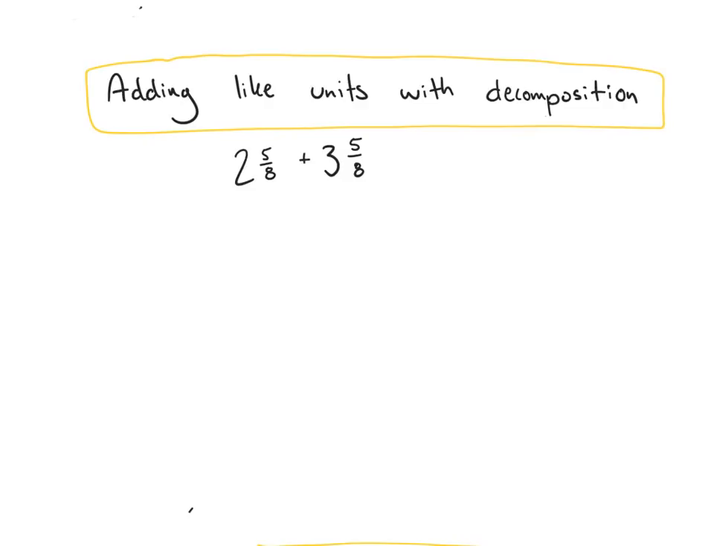Once again, I'm going to rewrite this problem as an equivalent addition sentence, but I'm going to separate my whole numbers. So I'm going to have 2 plus 3, and my fractions, and then I'm going to be adding 5/8 plus 5/8. If I combine these together, I get 5 as my wholes, and then my fractions added together are 10/8.